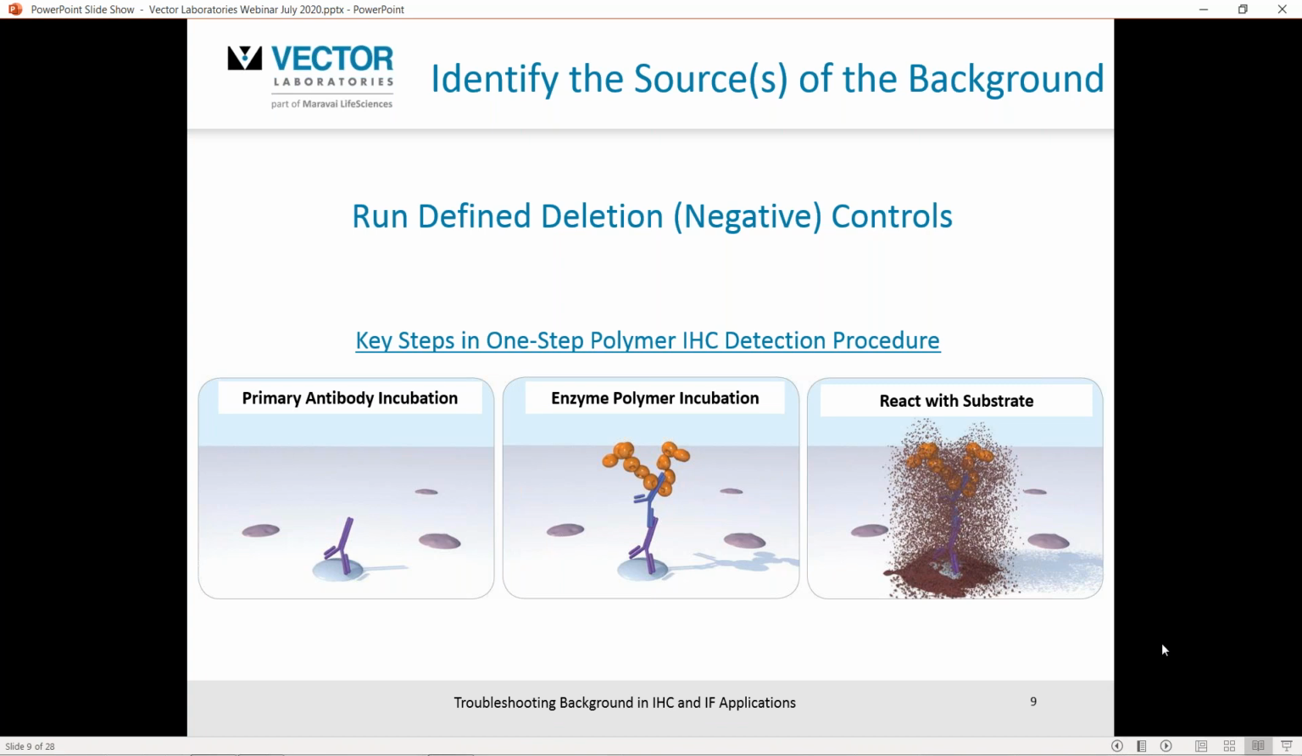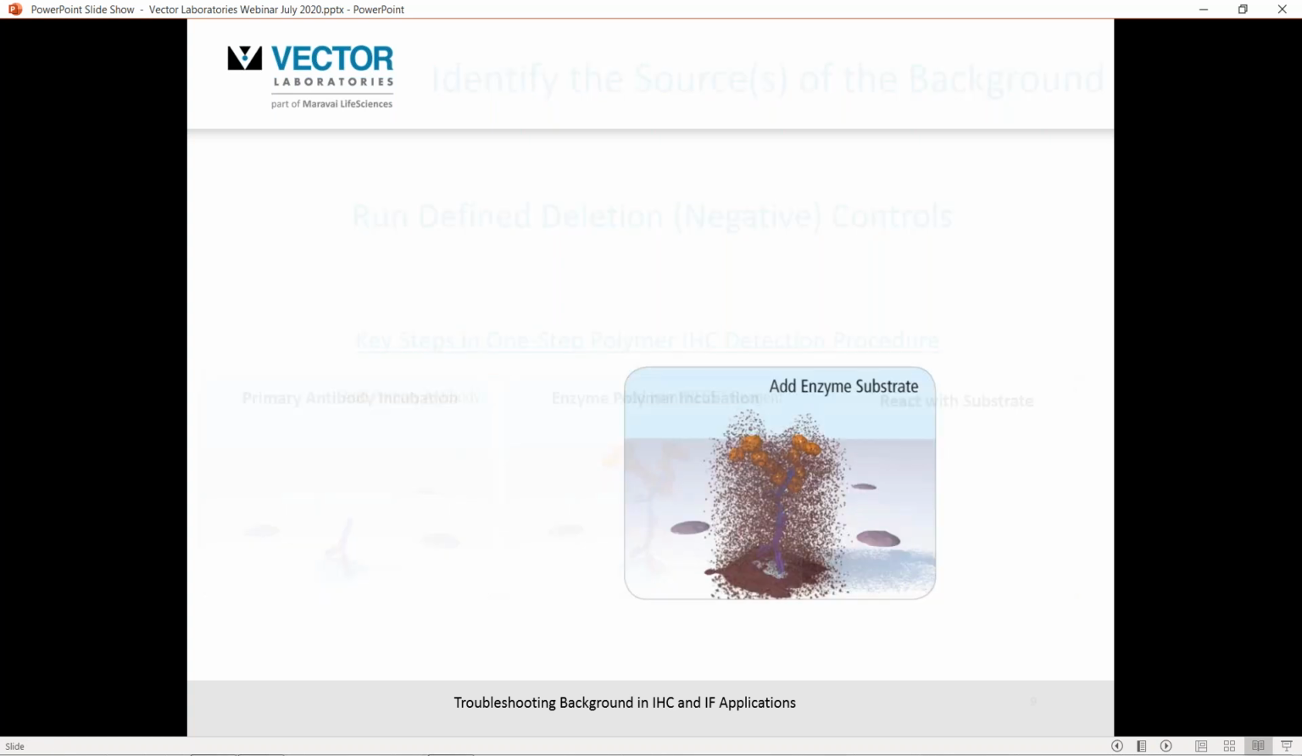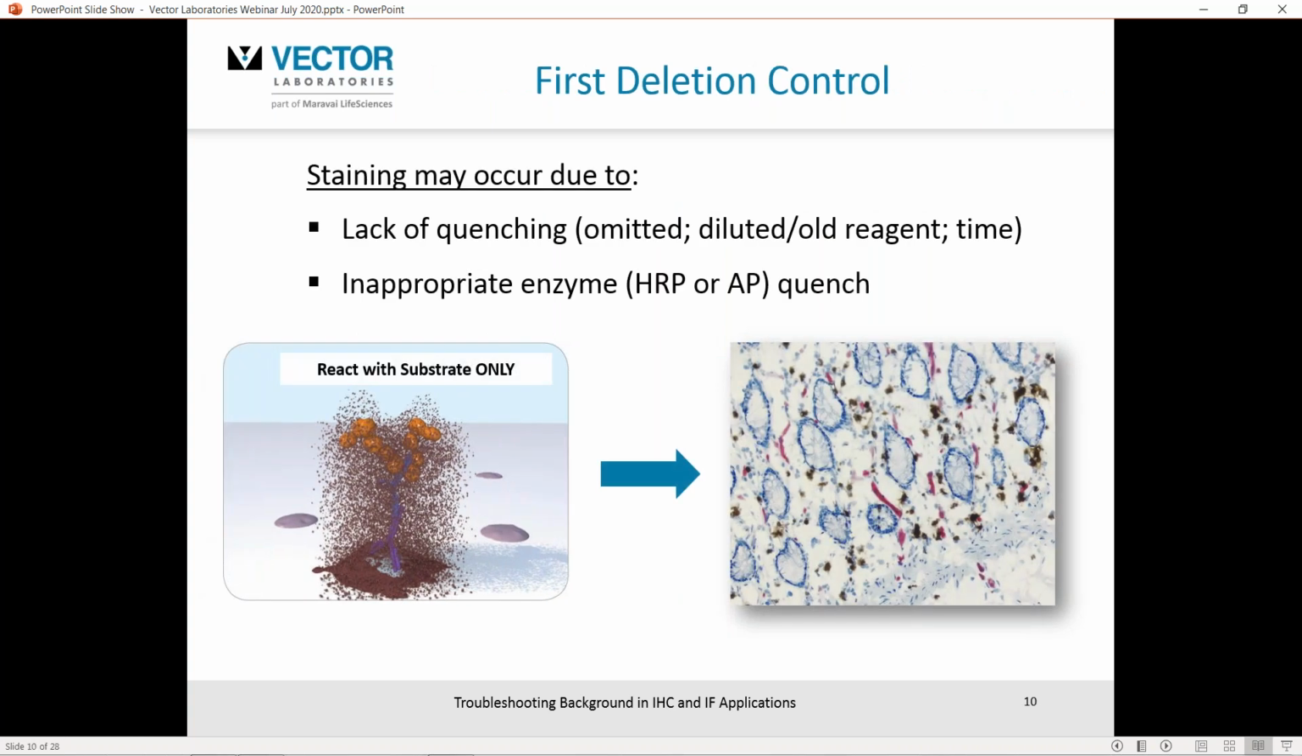And what I've got here is a schematic of a one-step polymer immunohistochemistry detection procedure. So the cartoon here shows primary antibody, followed by your enzyme polymer, and then reacted with the enzyme substrate. What this assumes is you've already done the tissue prep, antigen retrieval, you're quenching, you're blocking, and then you put on these given detection reagents. So number 1 is you start with the back of the assay with the color development part. So your first deletion control, again, omitting primary and your secondary detection reagent, you put on just the substrate alone and see if there's any color development.